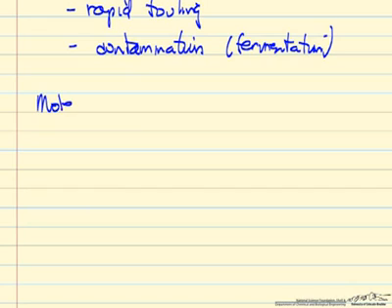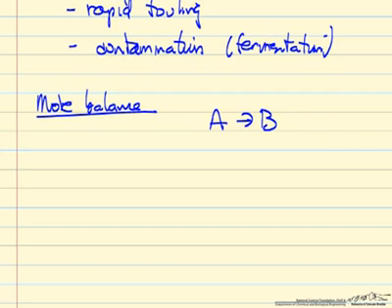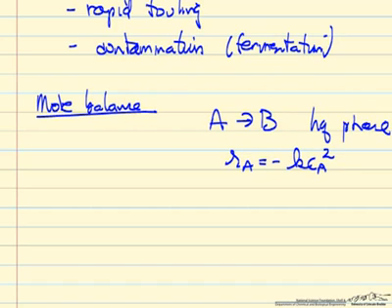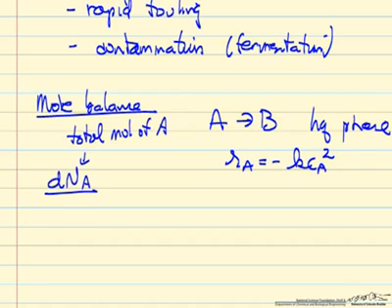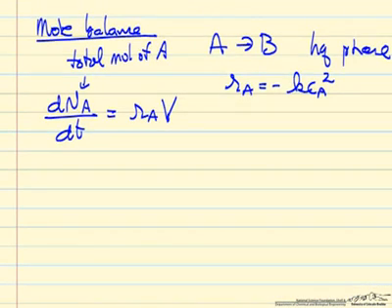So the mass balance for a batch reactor is particularly simple if we're looking at something like A goes to B in liquid phase, as we expect for batch reactors. And let's say the reaction rate is proportional to concentration of A squared. When we write the balance, we look at the change in the total number of moles, so total number of moles of A. That's what's changing. That's what we want to change. It changes with time based on rate of reaction per volume.